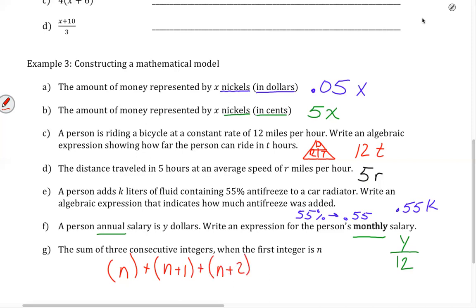Think of it this way: if n were 5, my favorite number, then the next number would be 6, which is 5 plus 1. And the number after 6 would be 7, which is the same thing as saying 5 plus 2. So you can see how that works. Now, if we want to simplify that, we could write it as 3n plus 3, because we're going to combine the terms there.